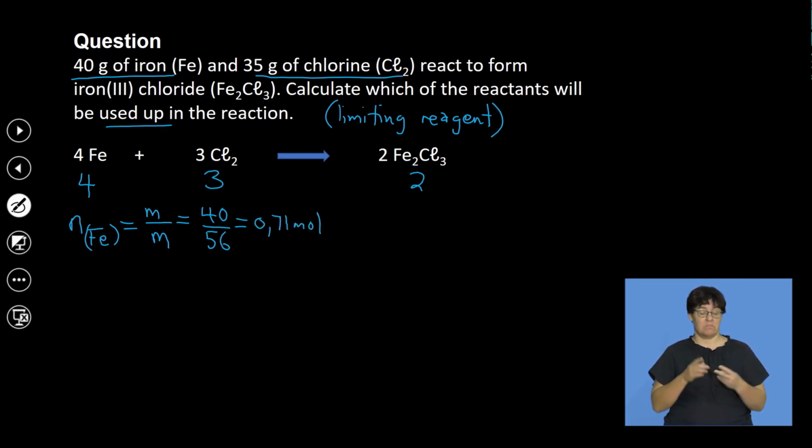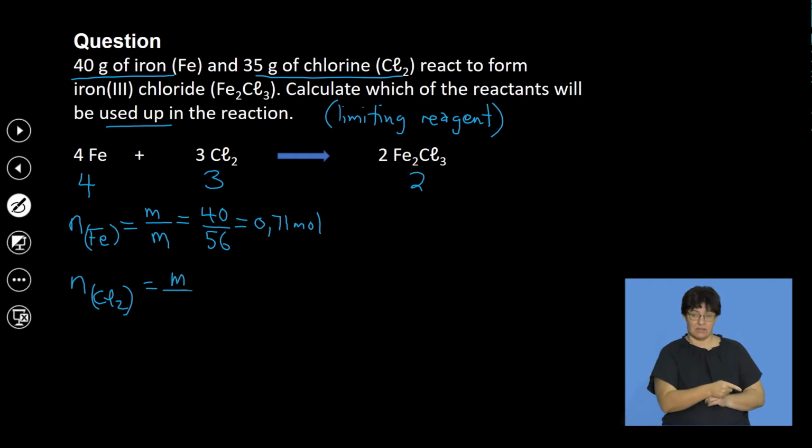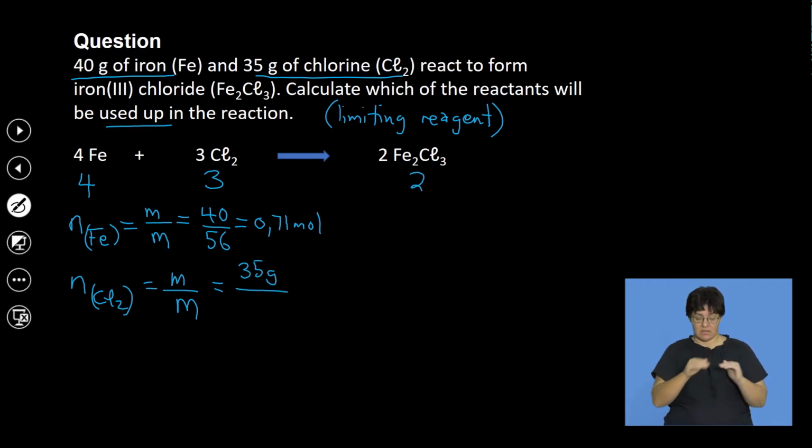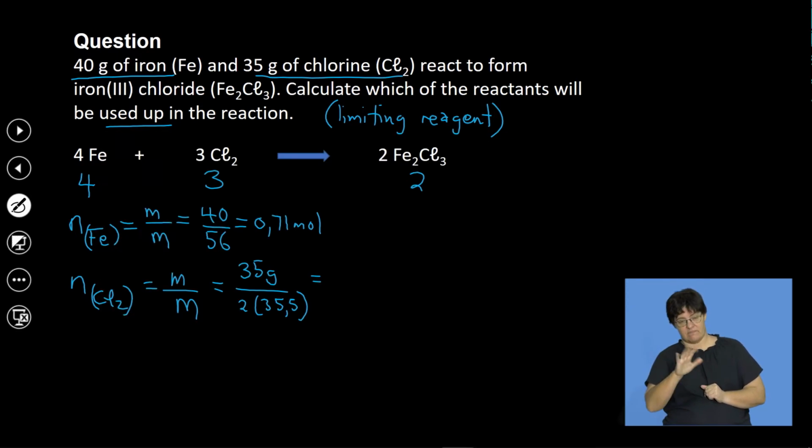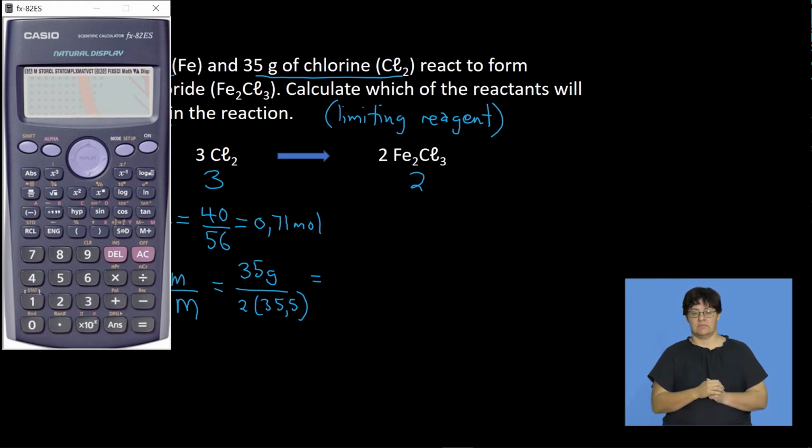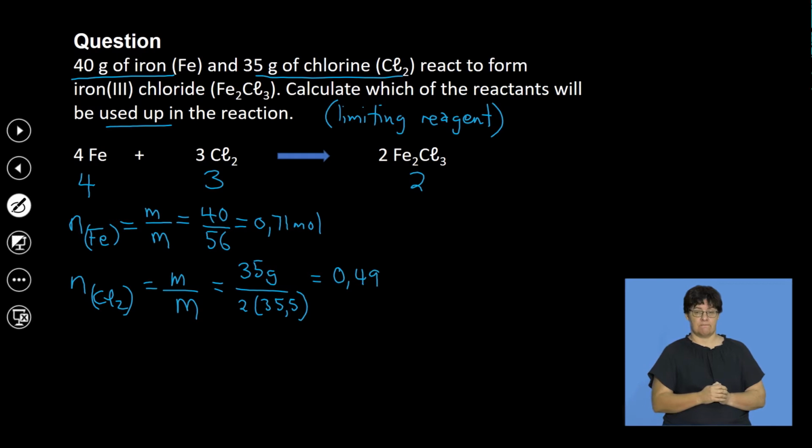What about the moles of chlorine that we have? The moles present for chlorine, which is a diatomic molecule, is equal to the mass of the sample over the molar mass. The given mass of the sample is 35 grams, divided by the molar mass, which is 2 multiplied by 35.5. If we go to our calculator, we enter 35 divided by (2 multiplied by 35.5), close that bracket. This gives us a value of 0.49 moles. So there's 0.49 moles of chlorine.